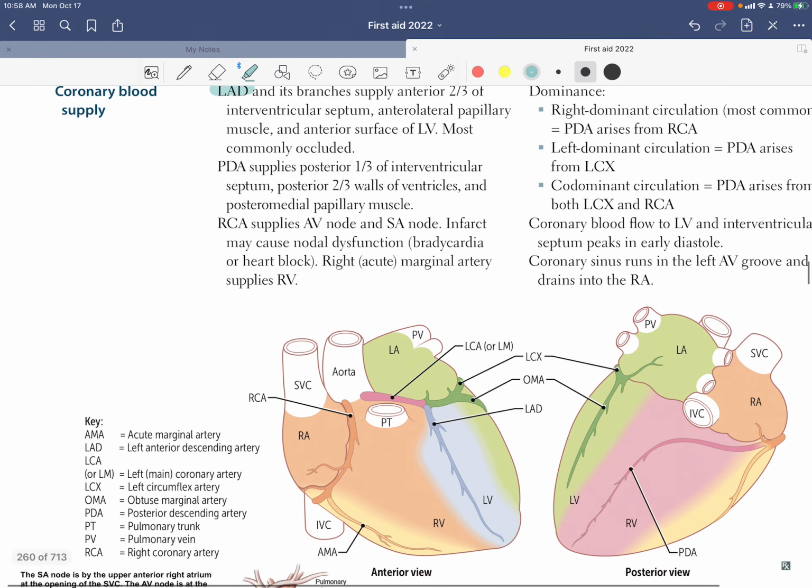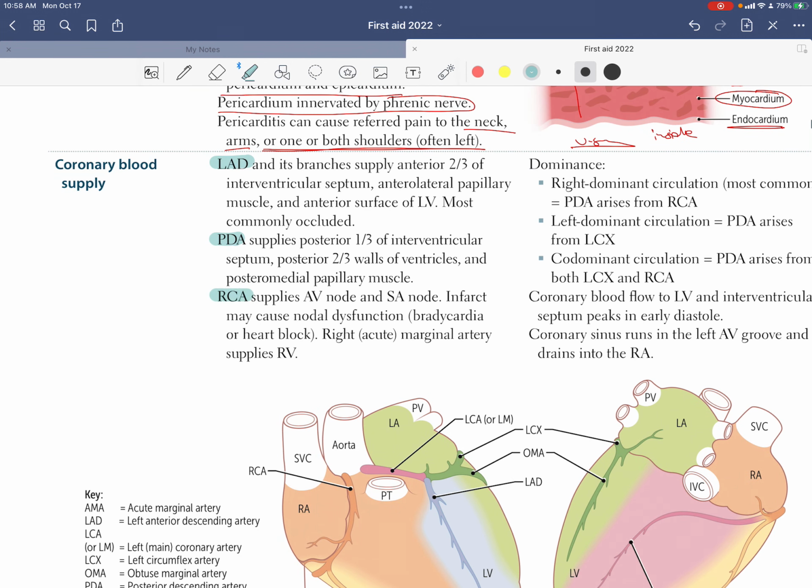For the coronary blood supply, we have 3 main coronary arteries: the left anterior descending, the PDA, that is the posterior descending artery, and the right coronary artery. The LAD and its branches supply the anterior 2/3 of the interventricular septum, the anterolateral papillary muscle, and the anterior surface of the left ventricle. So basically the mitral valve has 2 papillary muscles.